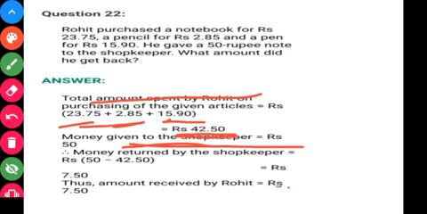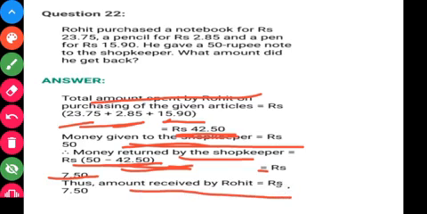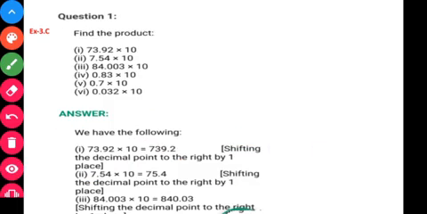He gave 50 rupees to the shopkeeper. Therefore the money returned by the shopkeeper will be equal to 50 minus 42.5, which is 7.50. Thus the amount received by Rohit is 7.50. Understand? Now come to next exercise.